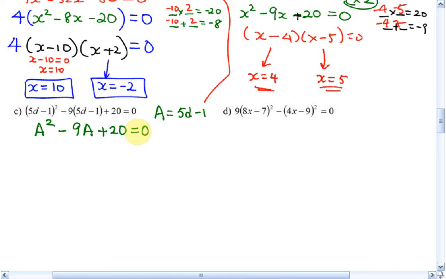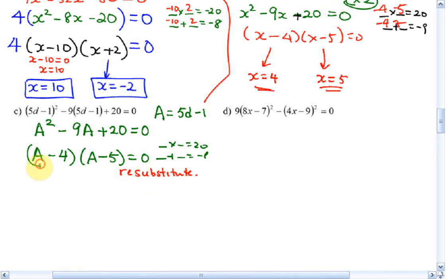So factor this. Two numbers that multiply to 20. We've done this already. Adding to minus 9, 4 and 5. So this just becomes (A minus 4)(A minus 5) equal to 0. Now, unfortunately, we can't leave our answer like this because we didn't start off with A. What did we actually start off with? The 5d minus 1. So now, as your last step, which is a little bit extra, I want you to go back and what I call resubstitute.